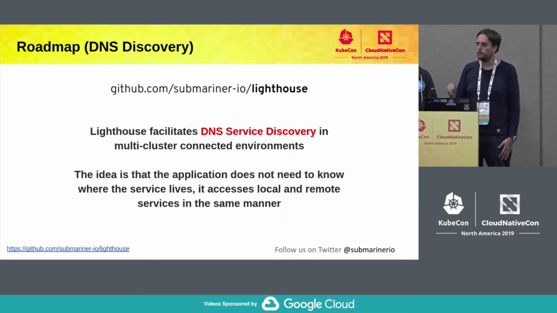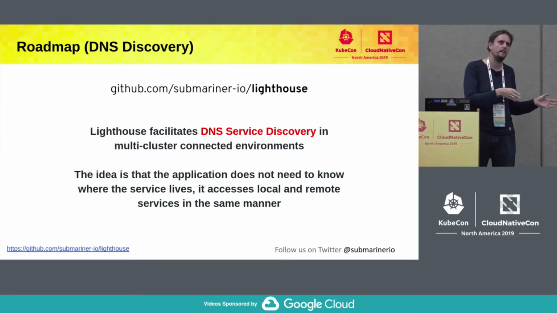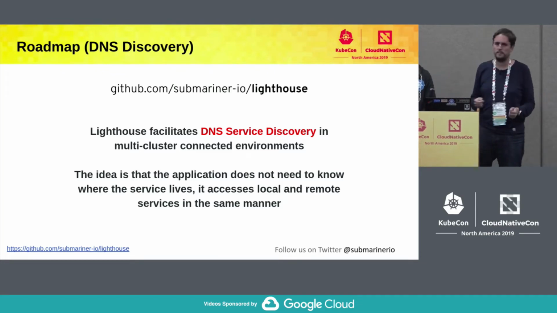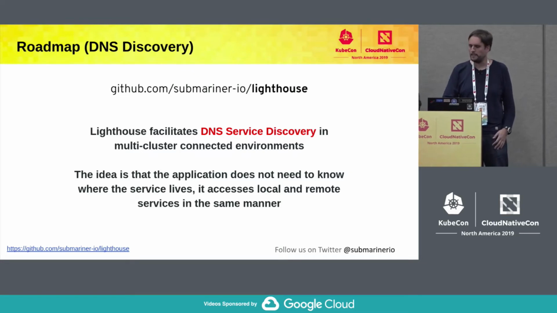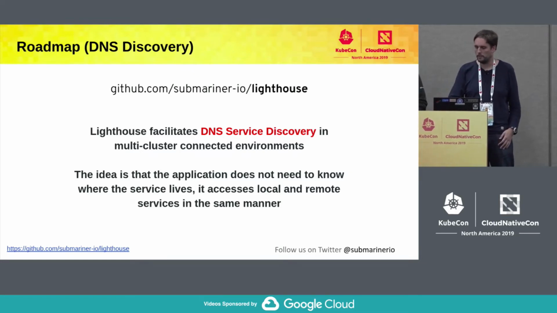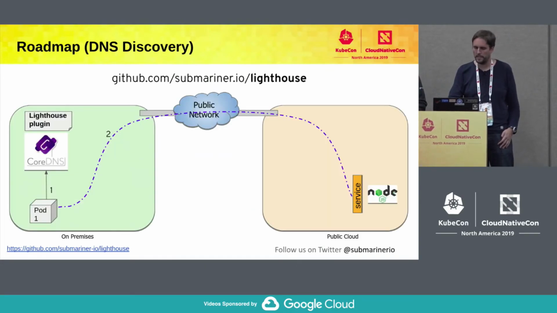Hopefully, at some point, we can make it select local services first. If the service is running on several clusters, you can say, okay, I prefer to go to the local cluster first, and if that is not available, then go to the remote clusters. And there are new APIs on Kubernetes that will let us define that kind of behavior.